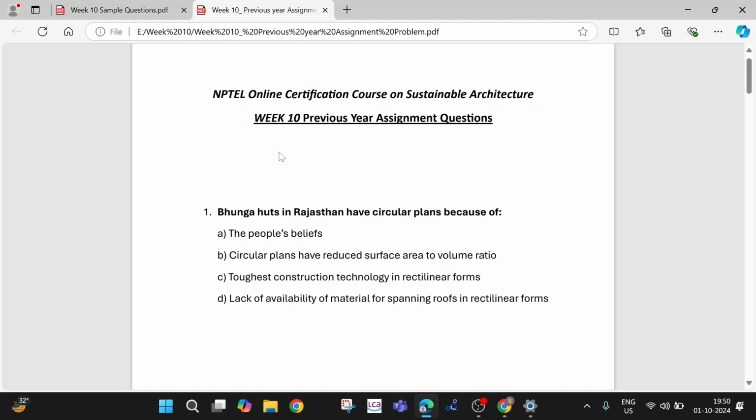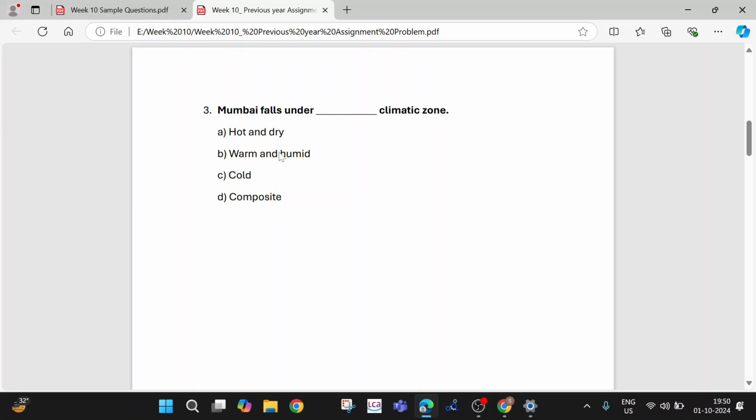Yeah, and I don't think this discussion is needed. We have discussed circular plans, circular shape and minimum surface to volume ratio a lot. Now it is in your mind. So Mumbai falls under which climatic zone? Based on the 5 different climatic zones I discussed in the initial class. Others also try to answer. Warm and humid. Yeah.